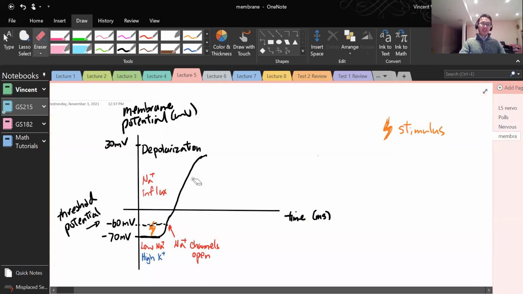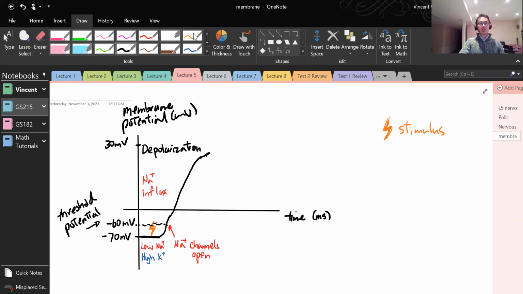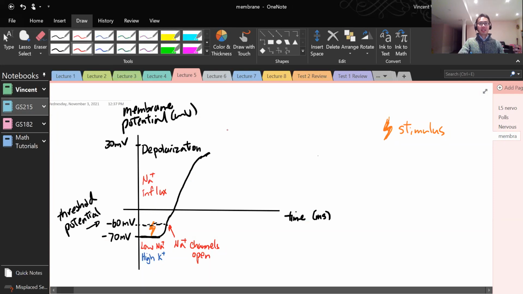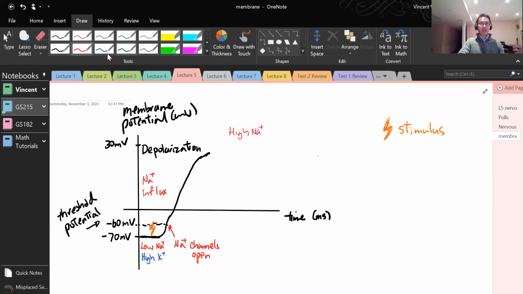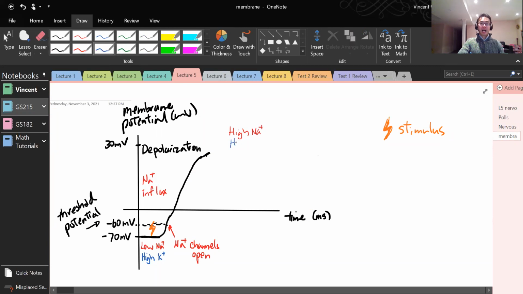Okay, so over here, at the very peak, at the very top here, at the 30, I'm just going to put some labels for you again. It is going to be high sodium now because of the influx, high potassium because that was the way it was before. We didn't open any potassium channels yet, at the peak right here.